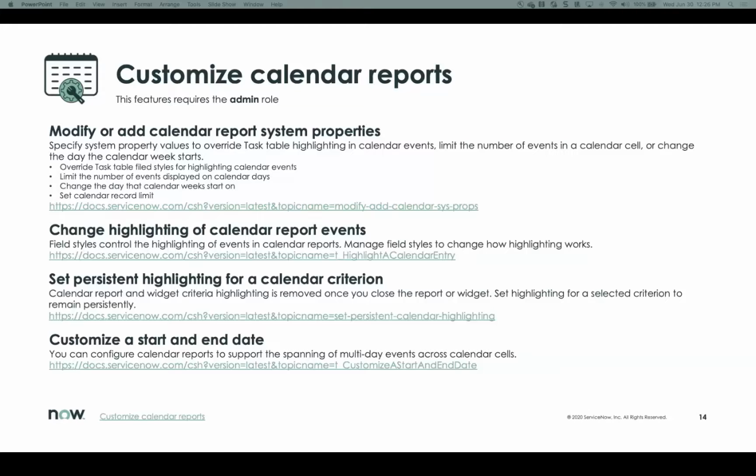We're going to see here in a minute, the one that we look at has 7 different things on one particular day, but you can do that. And then you can also highlight calendar report events. If there's a particular event you're showing and you want to apply some color to that, you can definitely do that. Then there's setting persistent highlighting for calendar criteria, where you can apply highlighting to those different things as well. And then there's the custom start and end date. You can apply all of those different things to a calendar.